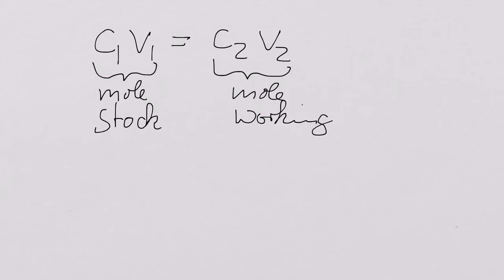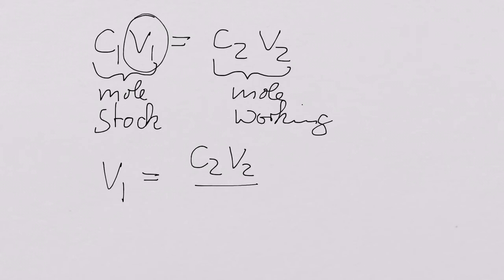And both moles need to be the same. Yeah? So if you're looking for the volume from the stock solution, you just simply rearrange this equation and you have V1 equals C2V2 divided by C1. Does that look familiar? Are you happy with that?